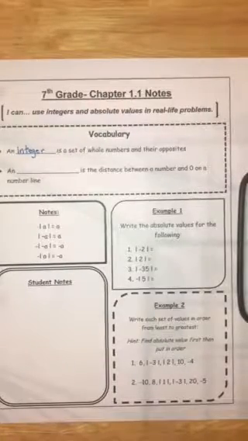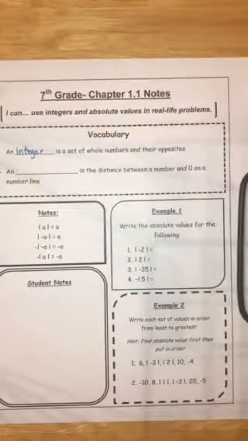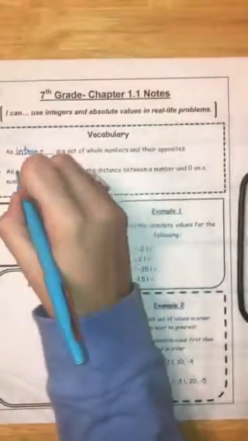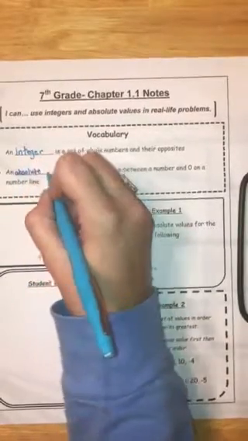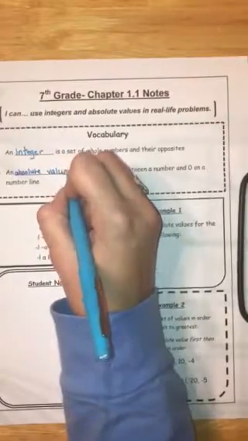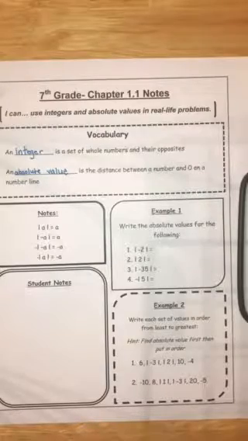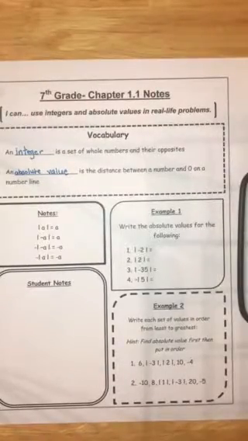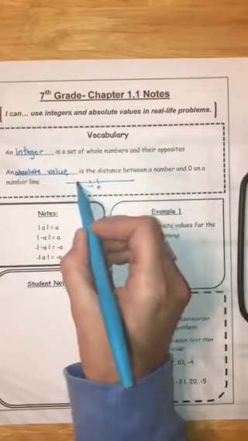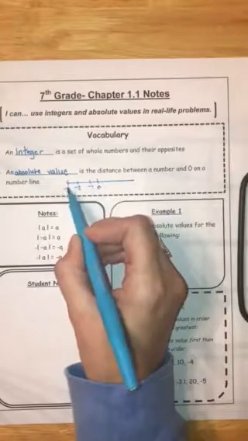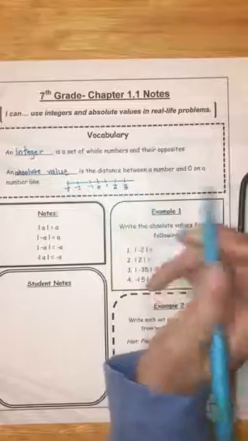Your second vocabulary term says blank is the distance between a number and 0 on a number line. That is an absolute value. So go ahead and write absolute value in that blank. An absolute value is the distance between a number and 0 on a number line. So if we're looking at a number line, here's your 0, we have a negative 1. You can look at it on the front of the board. You will also see a number line above the board, so you can also look at that.